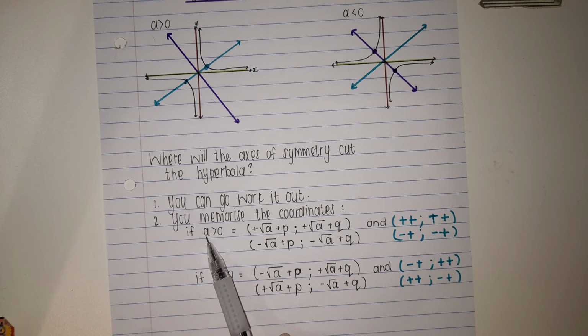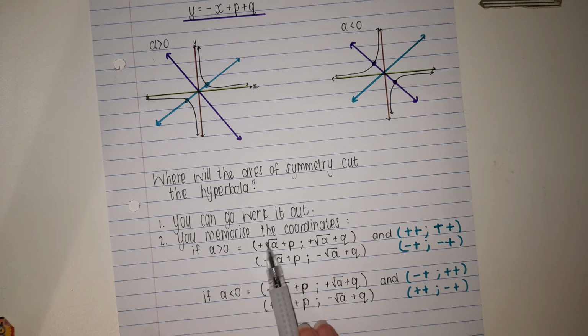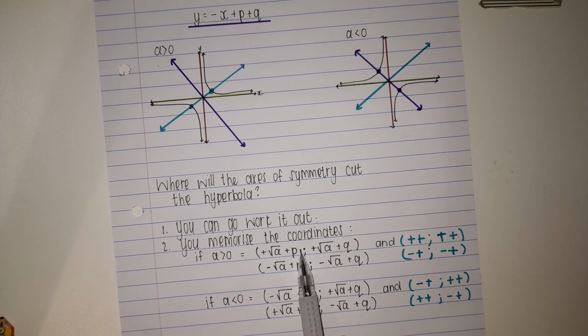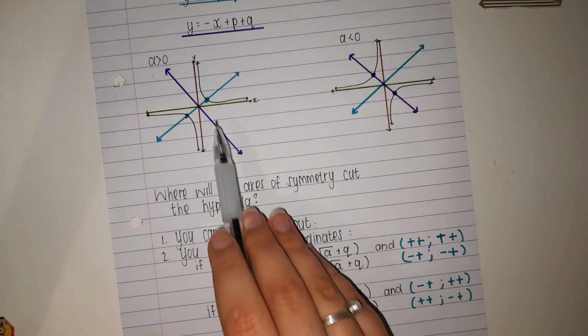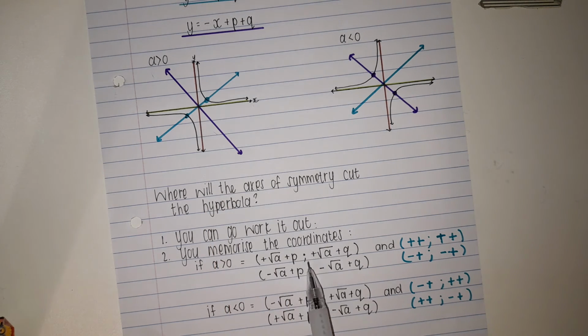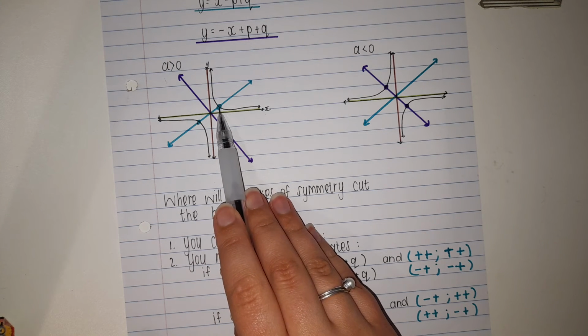So if A is bigger than 0, we're going to have it cut in our first quadrant, where positive the root of A plus P would be our first x coordinate. Now I can see this coordinate should be positive, which means it would be our top one. Then our y coordinate would be positive root of A plus Q. Again, this coordinate is positive, making it that one.